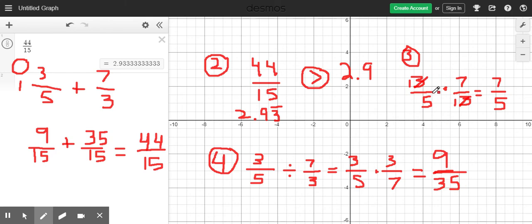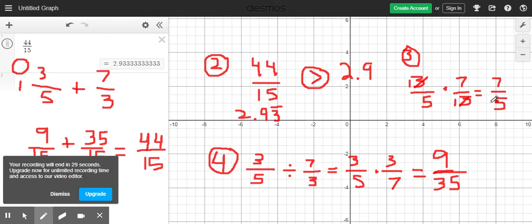Back on number 3, if you had chosen not to simplify within, and if you had taken 3 times 7 to get 21, and 5 times 3 to get 15, then at the end, you would need to simplify this and divide both the 21 and the 15 by the greatest common factor of 3, ending up with 7/5 as your final answer.